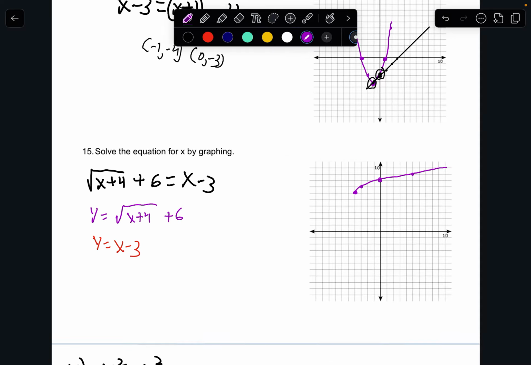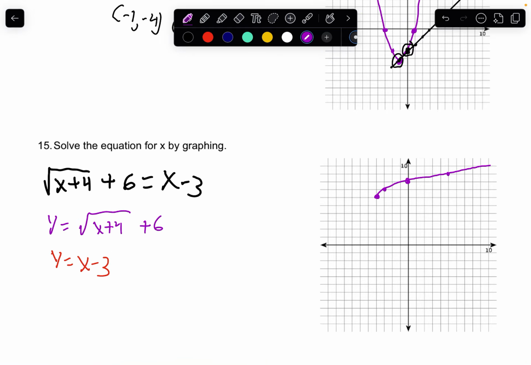Okay? That is the square root graph. The x minus 3, 1, 2, 3. We go up 1 to the right 1. Up 1 to the right 1. Up 1 to the... Oh, I don't think it's going to... Yeah. They do cross. It goes off the grid.